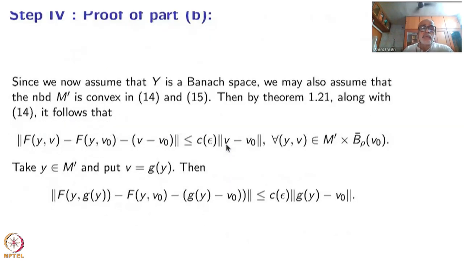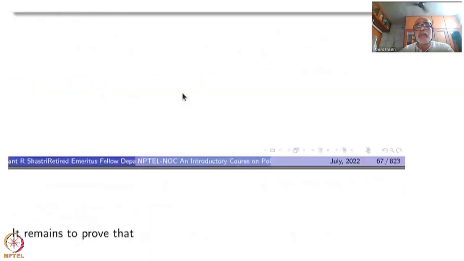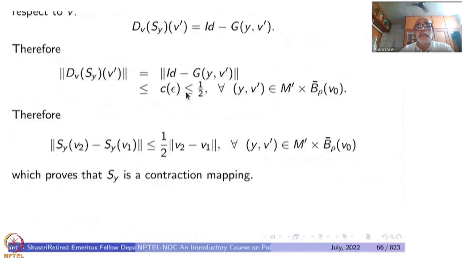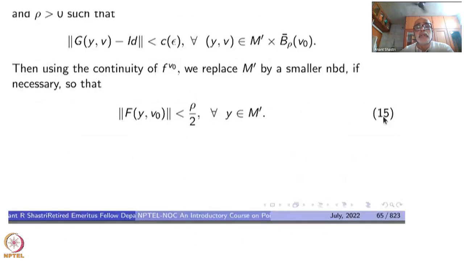Since now, we assume that Y is a Banach space, second part. We may assume that M prime is a convex neighborhood of this Y naught in both this 14 and 15. Right in the beginning, you can assume this is convex. In smaller things also, you can choose again a convex set. So here in these two, okay?